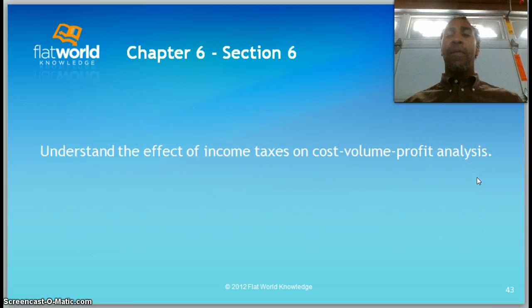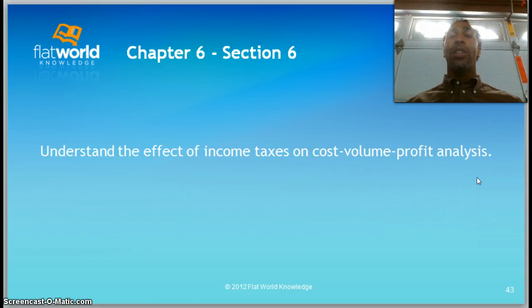You also have to understand the effect of income taxes on cost volume profit analysis. And this isn't something complex. This is just saying, hey, we want to add in the component and make sure that you think about the fact that companies as well as individuals have to pay taxes. So we want to find out how much we actually want to sell. And this is more reality based in order to make this profit because we know that we're going to be taxed a certain amount.